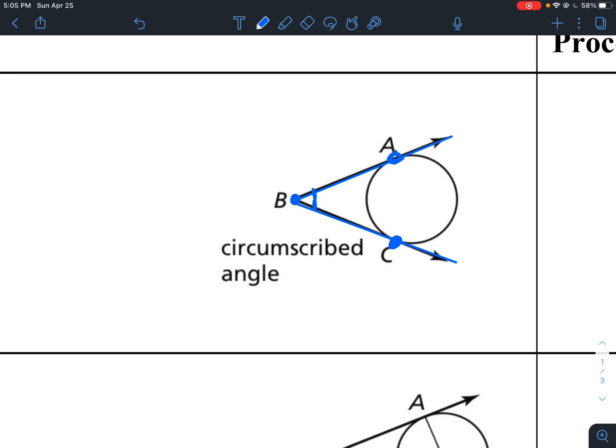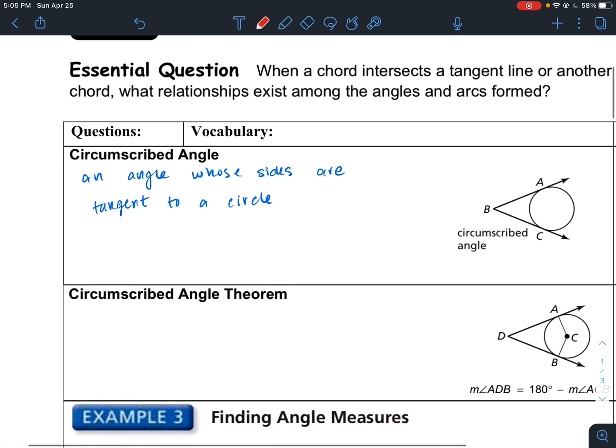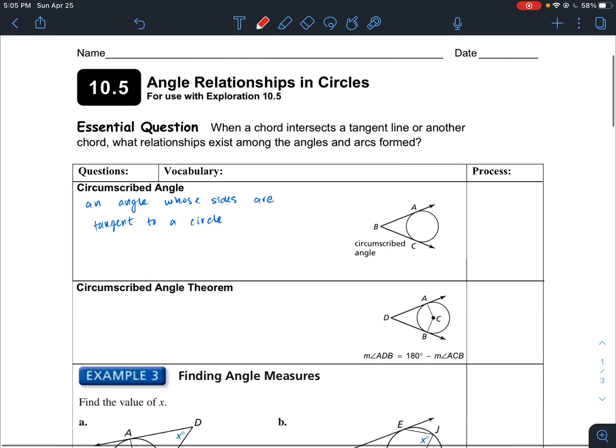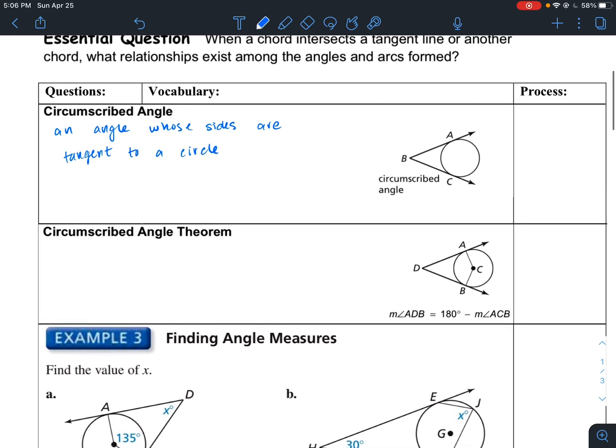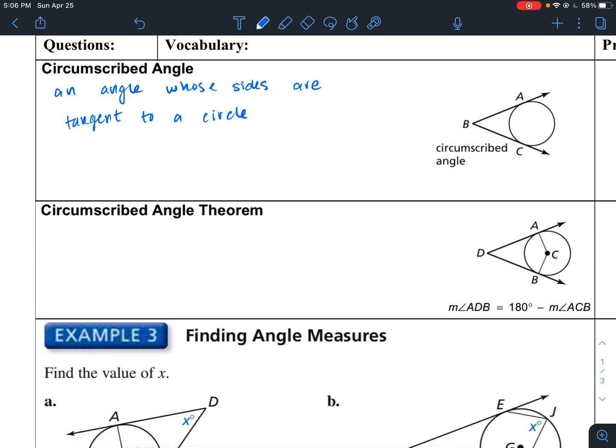Now what we did learn a while back is that in this case, the sides are actually congruent. So the distance from A to C is the same as the distance from B to C. So we did learn that. Okay. So now we're going to apply a different theorem to this type of situation. So we know what a circumscribed angle is. It's an angle whose sides are tangent to a circle.